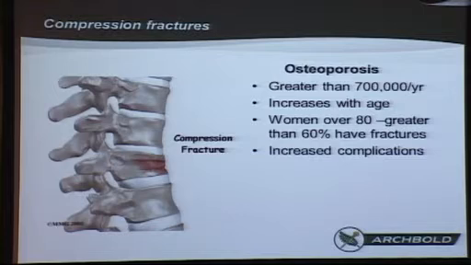What's another big factor that's very prevalent in our society? Osteoporosis. There's more than 700,000 fractures a year. As you know, it increases with age. Women are at greater risk, and if you're over 80, 60% of you will have fractures. These are not benign, insignificant occurrences. It affects your lung capacity to expand. It affects the mechanism of your intestines to work. The rate of mortality goes up significantly with compression fractures.